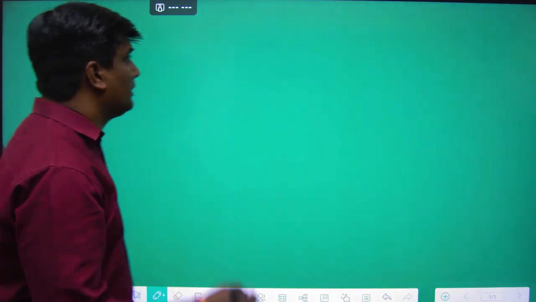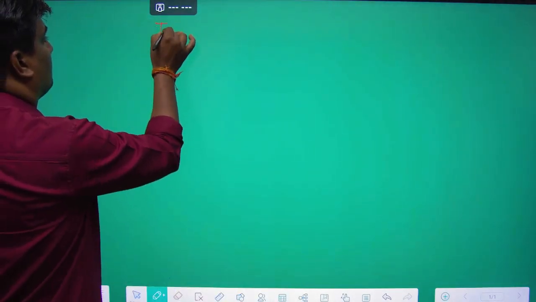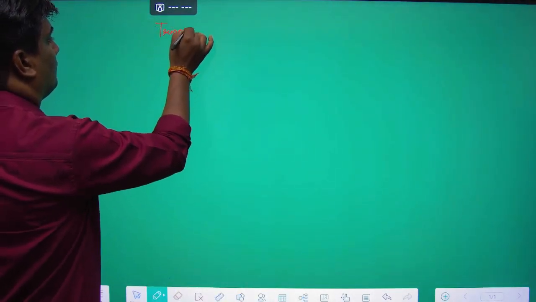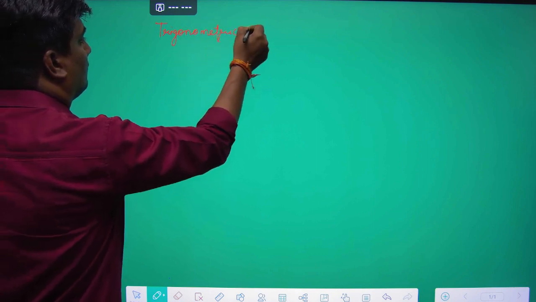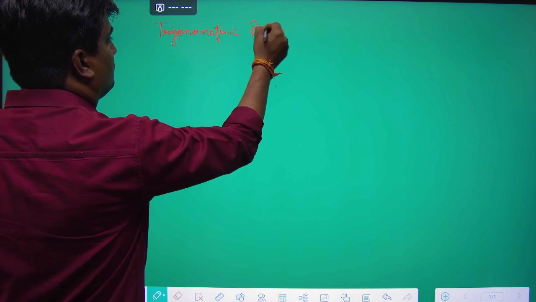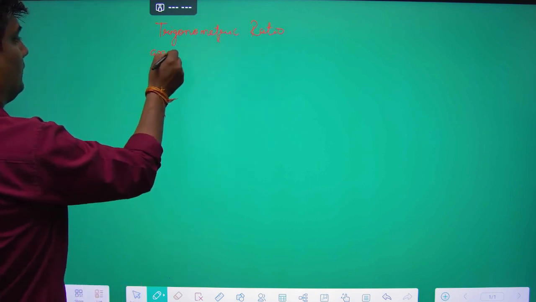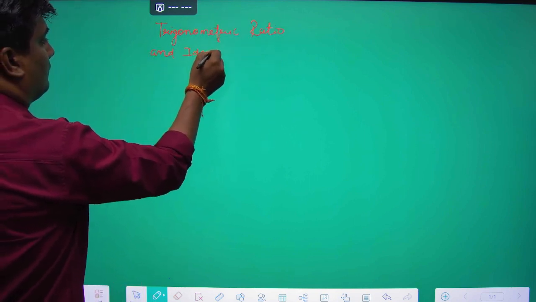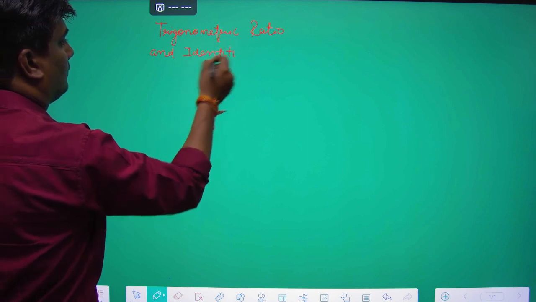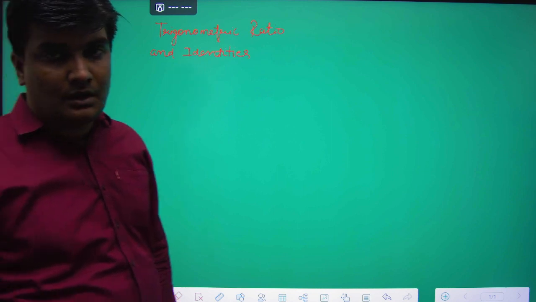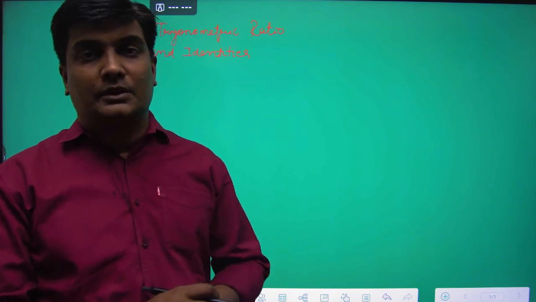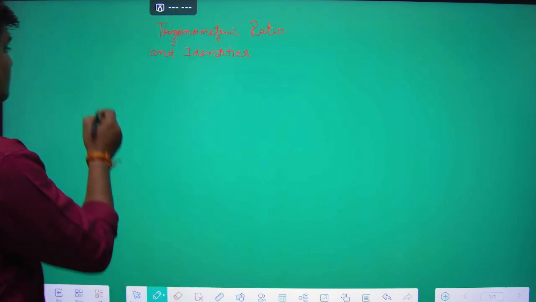Students, today we start the topic trigonometric ratios and identities. Okay, now the topic is trigonometric ratio. Now there are 6 types of trigonometric ratio.